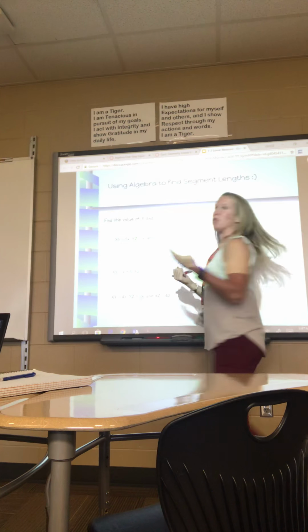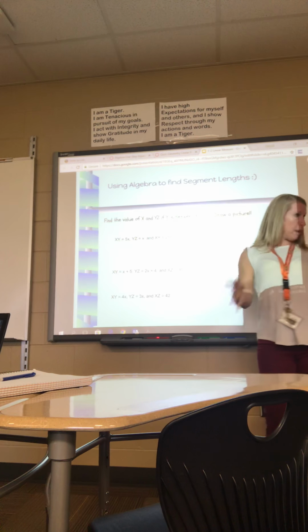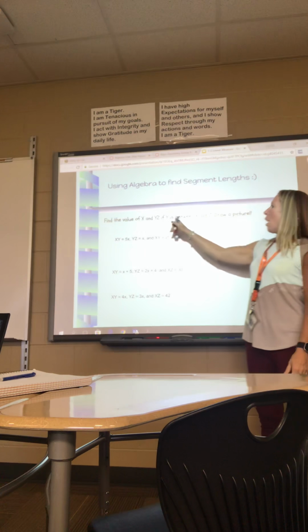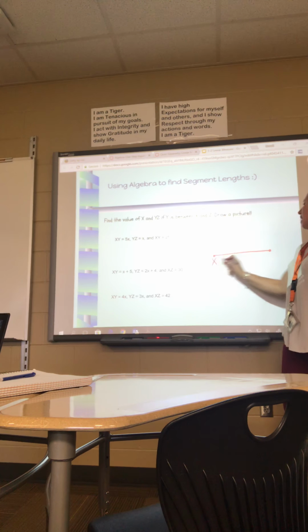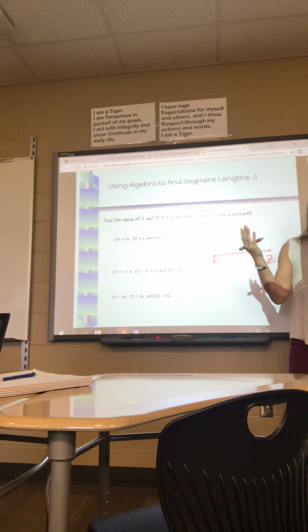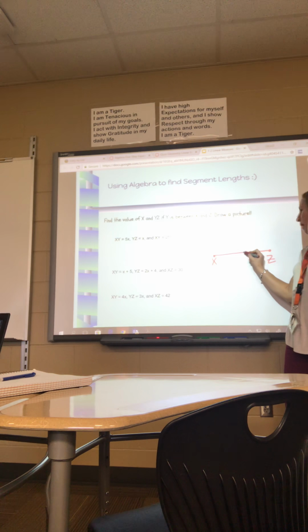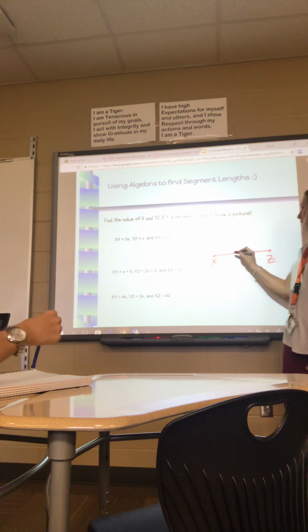So again, I always have to draw the picture. I highly encourage you to draw the picture so you can see it. So y is between x and z. So I'm going to make a segment xz. Y is somewhere between. It does not necessarily mean it's smack dab in the middle. It's anywhere in here.